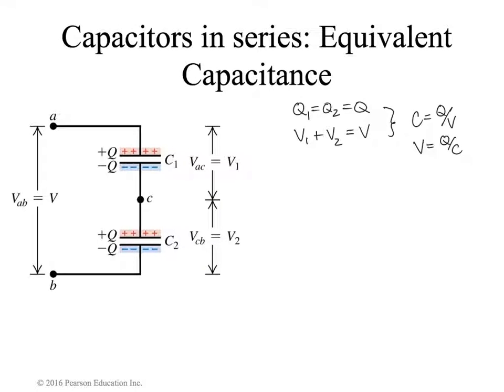And so V1 can be changed to Q1 over C1. V2 can be written as Q2 over C2, and V can just be written as Q over C, and we'll call that C equivalent, because that's going to be the capacitor that will stand in place of the two that are in series. Because the Q's are all the same, we can divide through by the Q's, and we end up with this relationship.